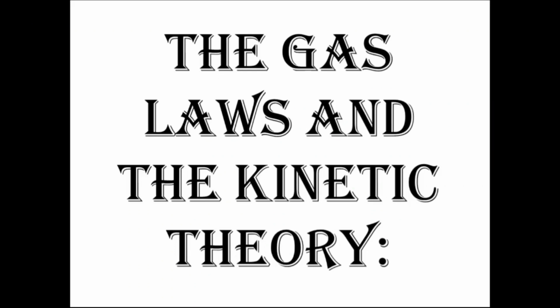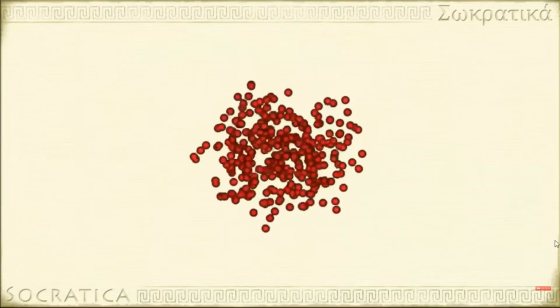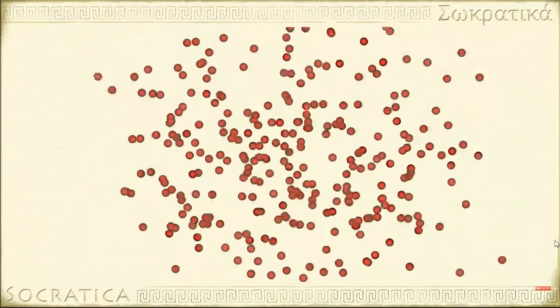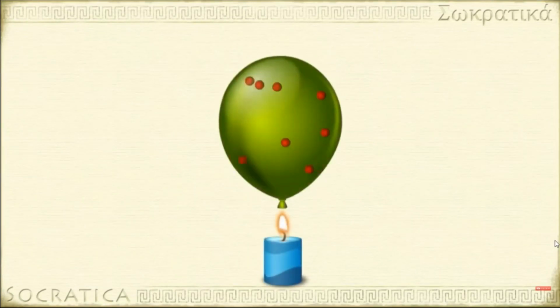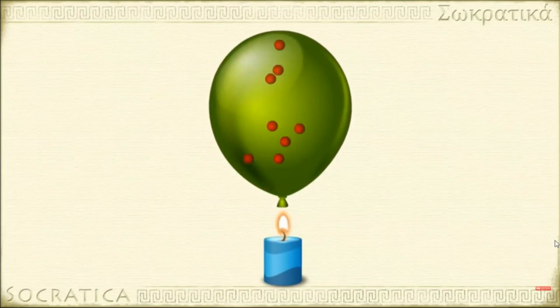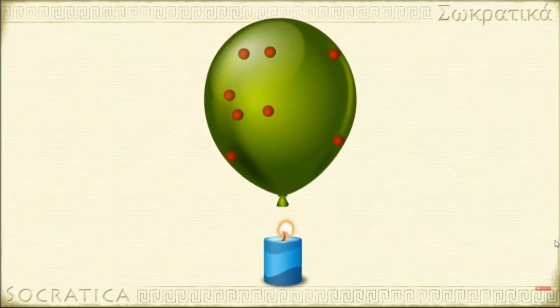Now we'll take a look at each gas law and how they relate to the kinetic theory. We begin with Charles' law. If you heat up a gas, it expands. The gas particles move faster, and they take up more space. Imagine a balloon that expands when gas particles bang against the sides. By expanding, that keeps the pressure constant.